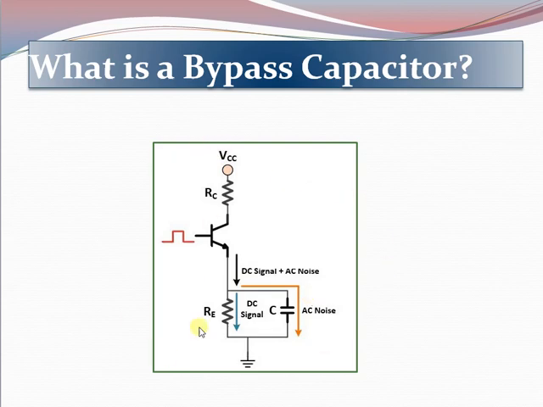So here we have shown you the circuit wherein an NPN transistor is connected, and you can see that the emitter resistance is represented as RE. The signal that is flowing through the emitter is a DC signal plus the AC noise, and we want only the DC signal to be passed through the resistance RE. In order to segregate the DC signal and the AC noise, we make use of this bypass capacitor so that the pure DC signal passes through the resistance RE, that is the emitter resistance.